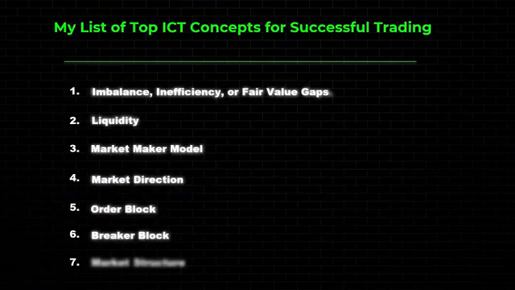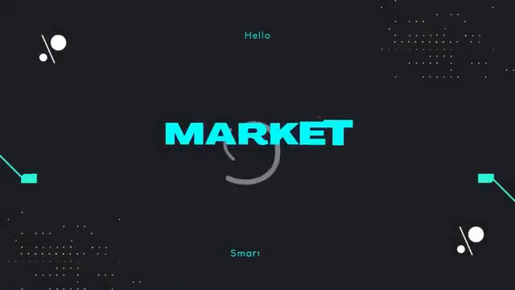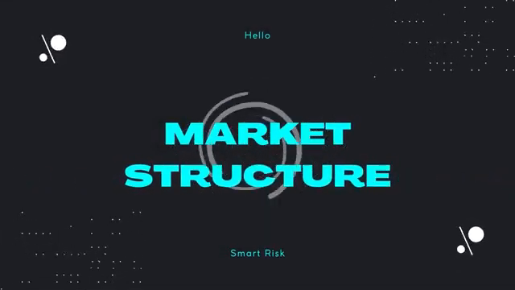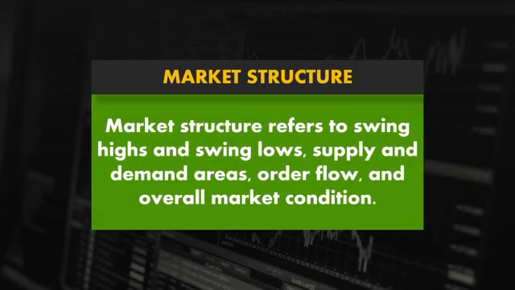The last concept on the list is the market structure. Now, what is the market structure exactly? Market structure refers to swing highs and swing lows, supply and demand areas, order flow, and overall market condition. We have two market behaviors, trending and ranging market.